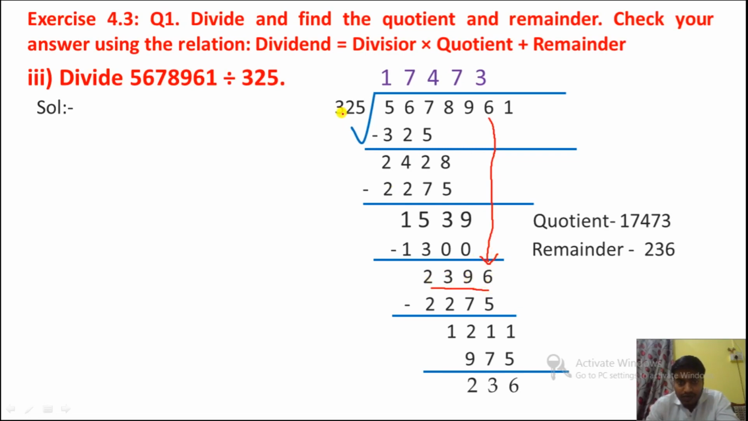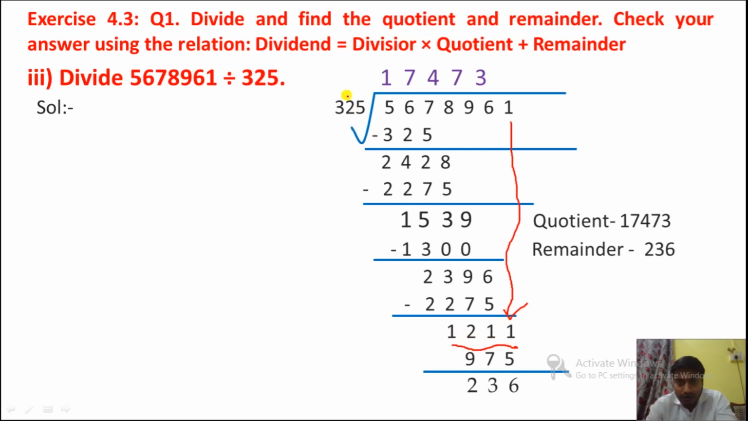Now we have to divide 2396 by 325. So now it will go 7 times. When we multiply this 325 by 7, we'll get 2275. Now we have to subtract: 6 minus 5 is 1, 9 minus 7 is 2, 3 minus 2 is 1, and 2 minus 2 is 0. So now we got 121. Now bring down this 1 from the dividend. Now it became 1211.